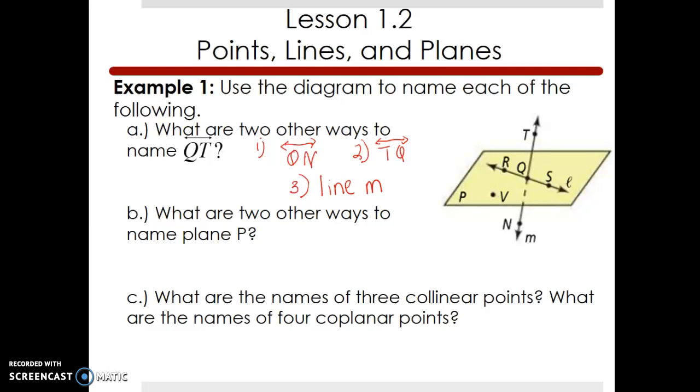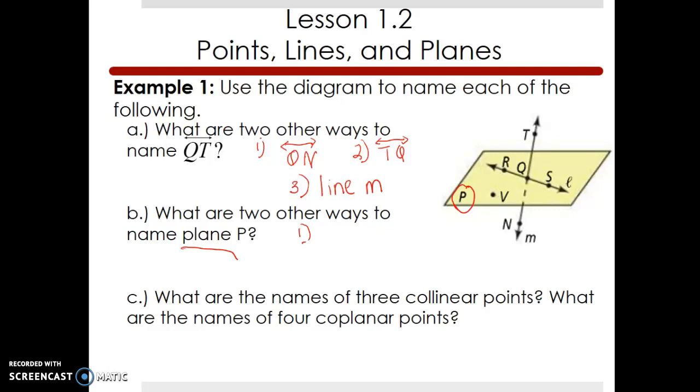Okay, the next one is what are 2 ways to name plane P? So we learned the first way you can name a plane is by a capital letter without a dot. So plane P, they already took that. And the second way is by using 3 points. However, if you do remember, you cannot use 3 points that are on the same line. So I cannot use Q, R, and S because they're on the same line. It has to be 3 points that are not all on the same line.